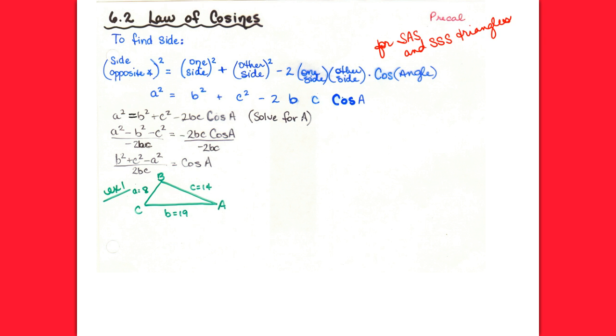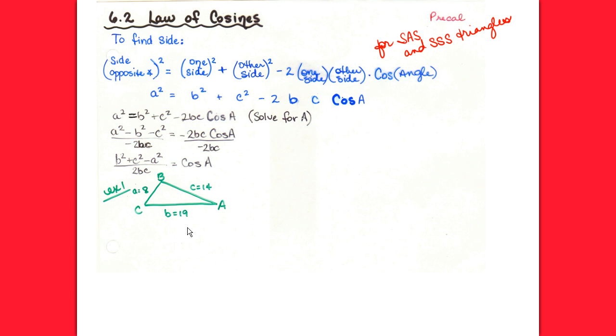We will use law of cosines for a side-angle-side triangle and for a side-side-side triangle. Those are the two that we'll use law of cosines for. Now, here's why we need law of cosines. Here's a side-side-side triangle down here. And notice that if you tried to solve that with law of sines, it's not going to work.